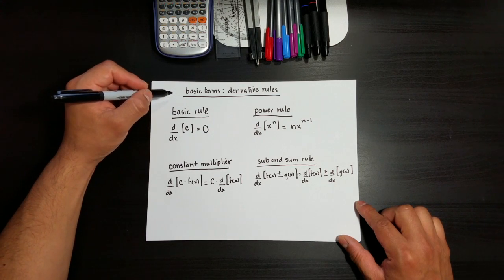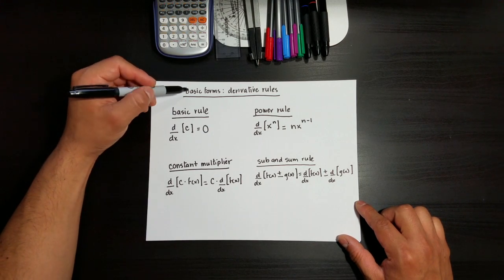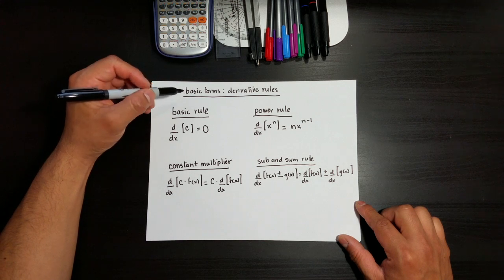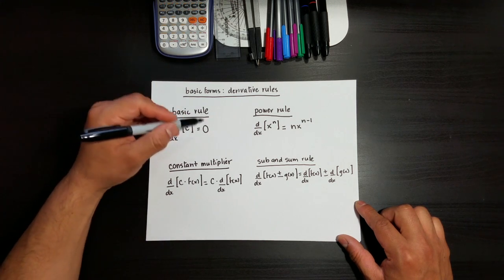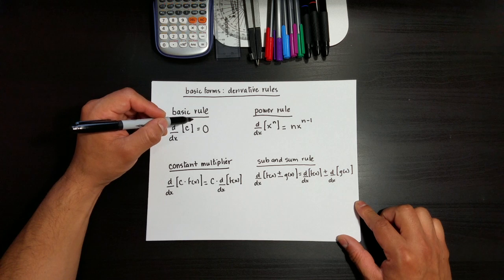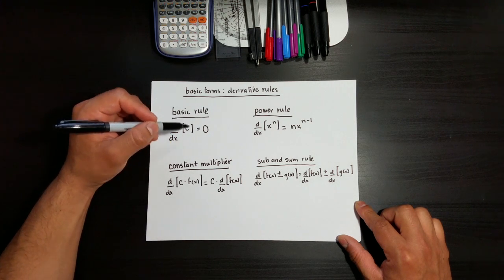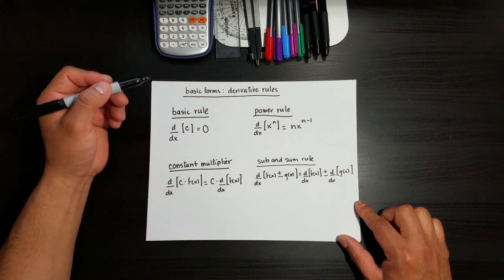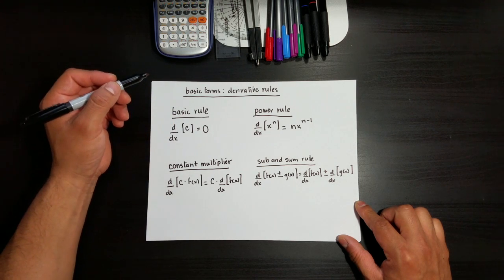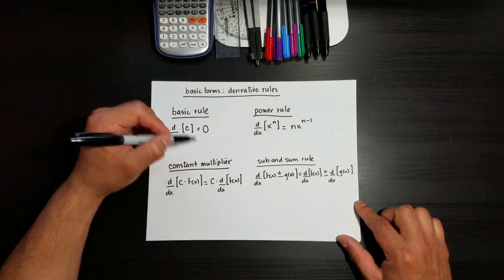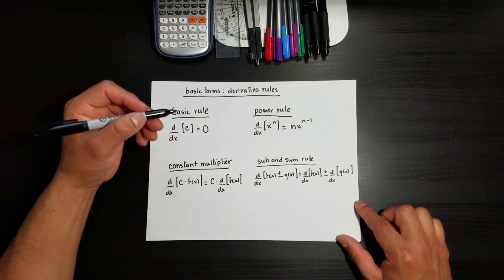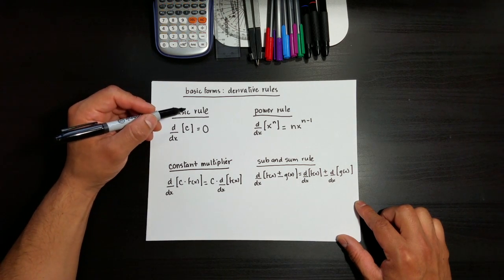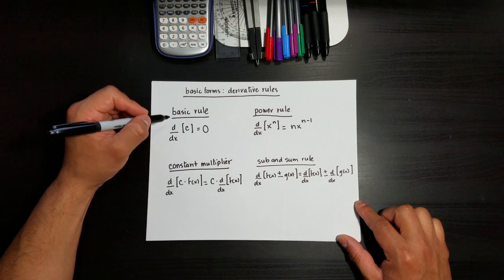Hi, in today's video, we're going to talk about basic forms, the derivative rules. Now, these are your four most basic rules, and you will use these to solve almost any polynomial. There are other rules that we will talk about in other videos because those are a little bit more advanced. But these are the most basic ones that you can use to get started with derivative rules. So let's just go over them.